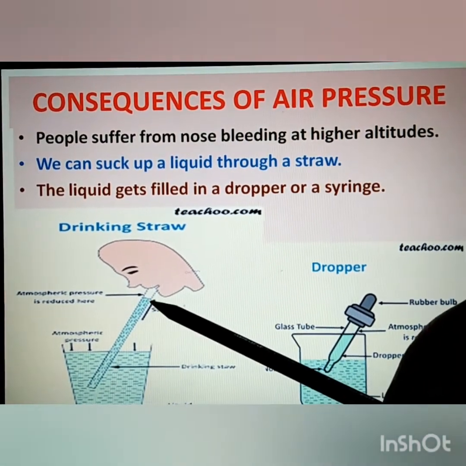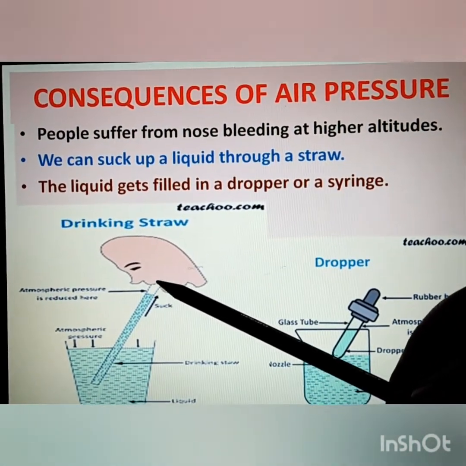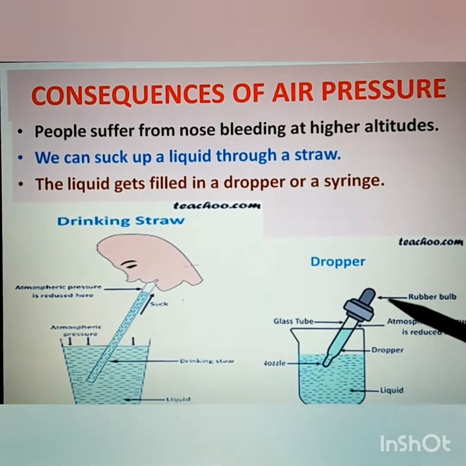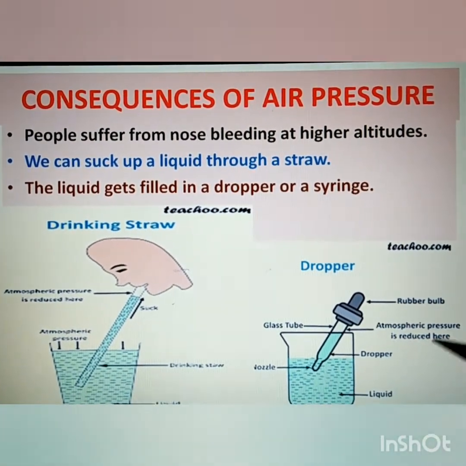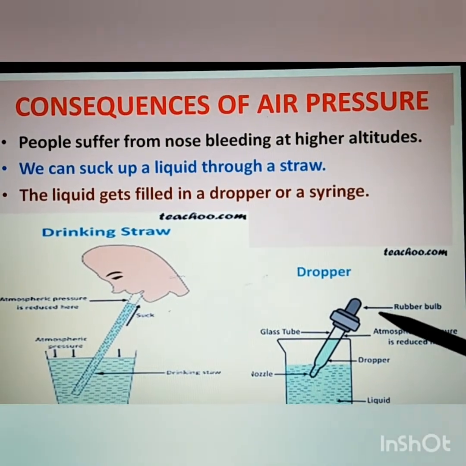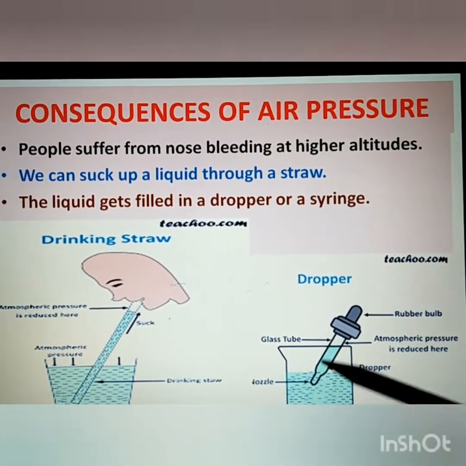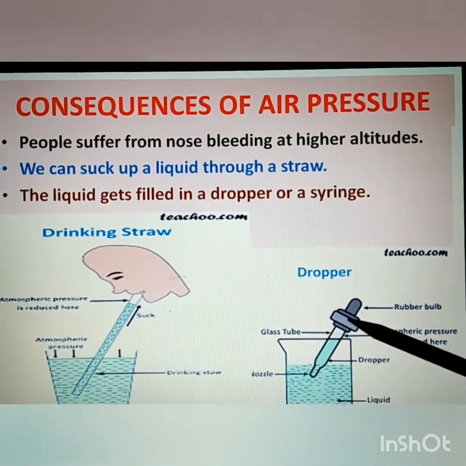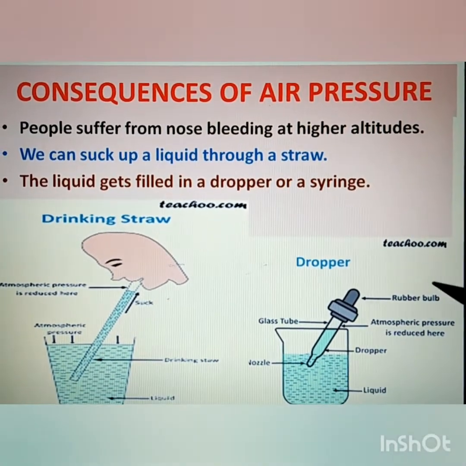The air pressure is also behind the sucking up of liquid through a straw. When we suck up liquid through the straw, the air is not there anymore and the liquid rises. The same thing happens in the dropper or the syringe also. When you press the rubber bulb, the air rushes out, and because of the lower air pressure, the water can rise. It has nothing to do with water pressure. The air pressure is not there, so the water will rise.